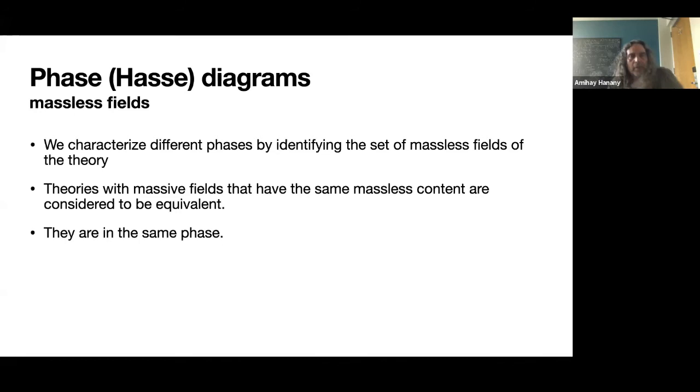Okay, so now what is the concept of a Hasse diagram, or that's the mathematical name, and a phase diagram is the physical name. So we are going to focus on the massless fields that I can compute around each vacuum, right? So I have a moduli space, I pick a point, this defines the vacuum of quantum field theory. And so I can compute the spectrum of states around this vacuum. And there will be massive states and massless states. And I'm going to have some form of an equivalence condition. I would say a phase is characterized only by the set of massless states. If two vacua have a different set of massive states, but the same set of massless states, I will call them the same phase.